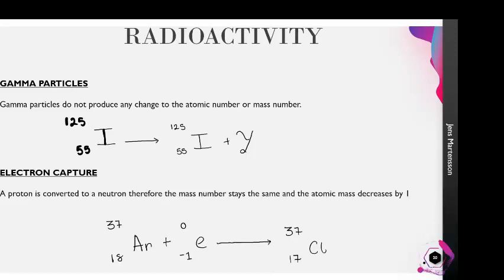Our next thing is that we have electron capture. Electron capture is where a proton is converted to a neutron. Therefore, the mass number stays the same and the atomic number decreases by 1. Alright, and that's where we have our example.